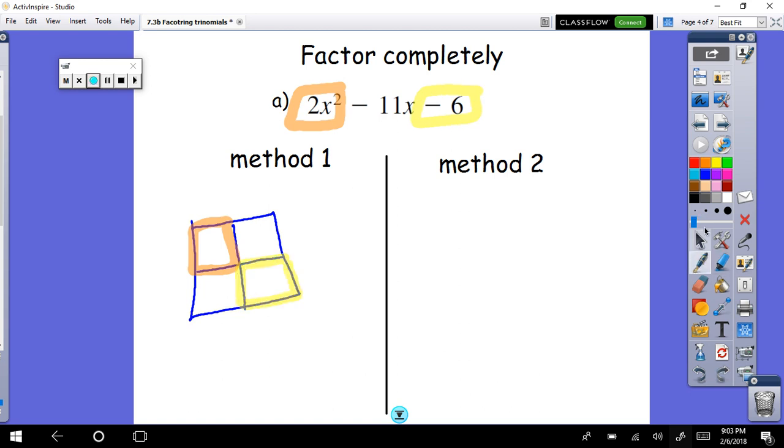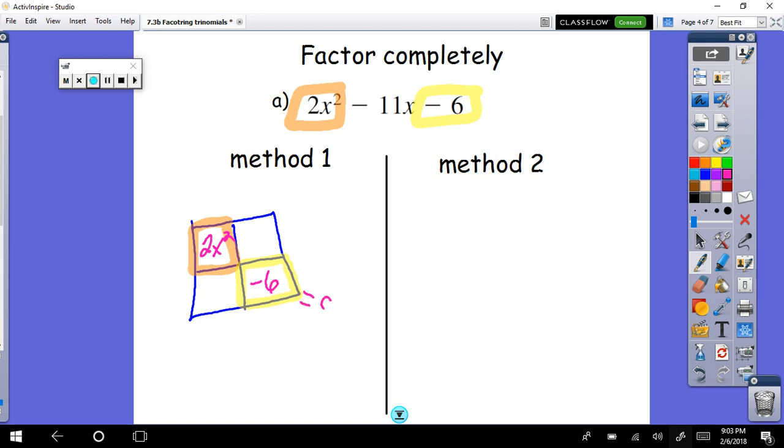And I guess I skipped the step of looking for the greatest common factor because I knew this problem wouldn't have one here, but you should always check. 2, 11, and 6 are not divisible by the same thing at all, so there's no greatest common factor between the numbers, and you can't take out an x because the 6 doesn't have one, so there is no GCF. So first term goes here, last term goes here.